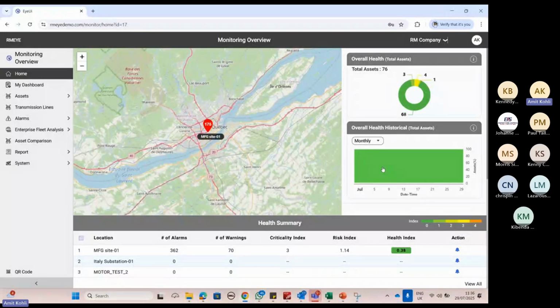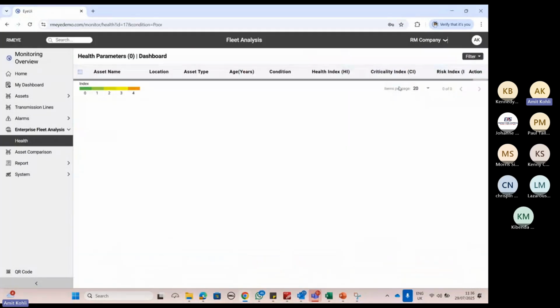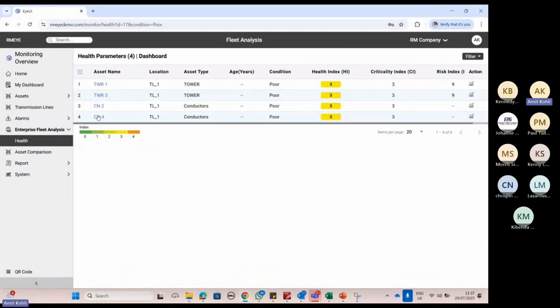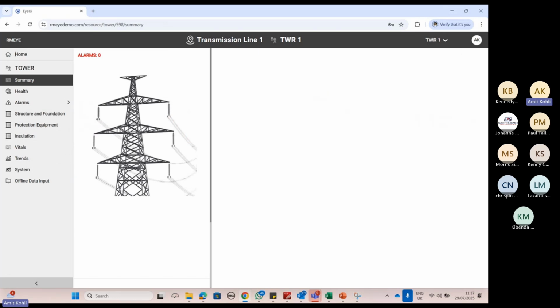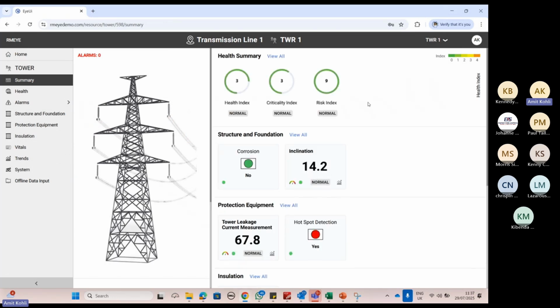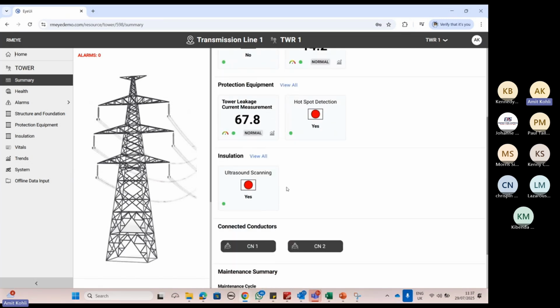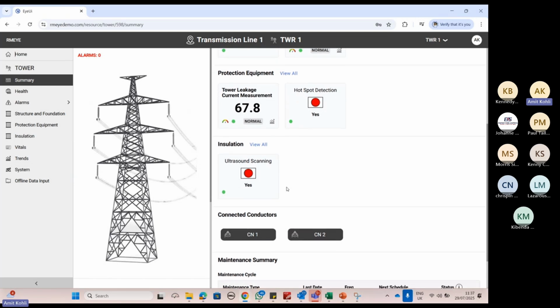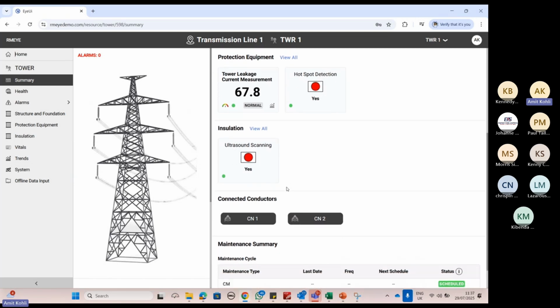And if I click on poor electrical assets, it directly takes me to the poor electrical assets. In this case, right now, I have these 4 poor electrical assets. Out of these 4, 2 are towers and 2 are conductors. And if I click on the tower, it goes to the tower level view. And now I see the data related to this tower. I see there are some hotspot detections and some ultrasound scanning has been done on the tower, and because of the ultrasound scanning, I have some problems.